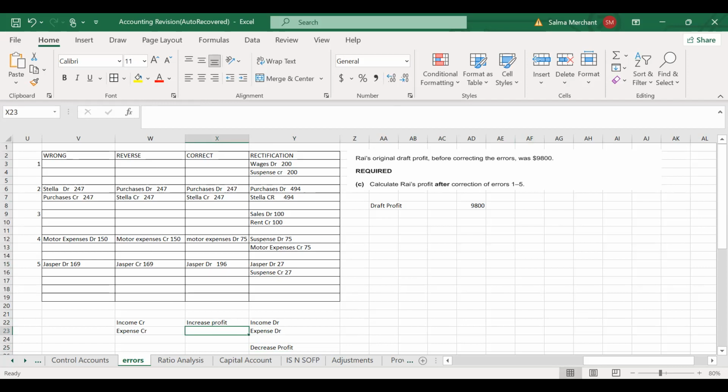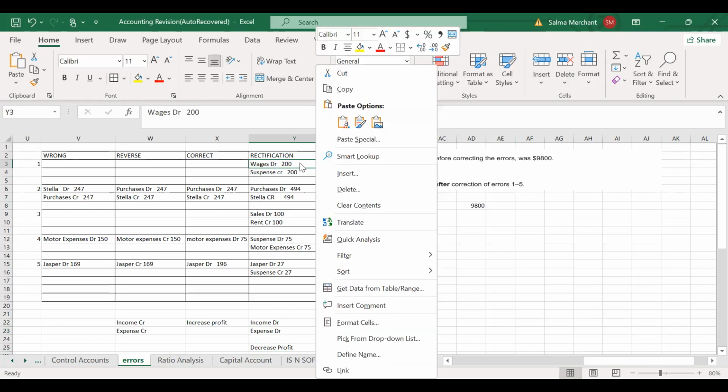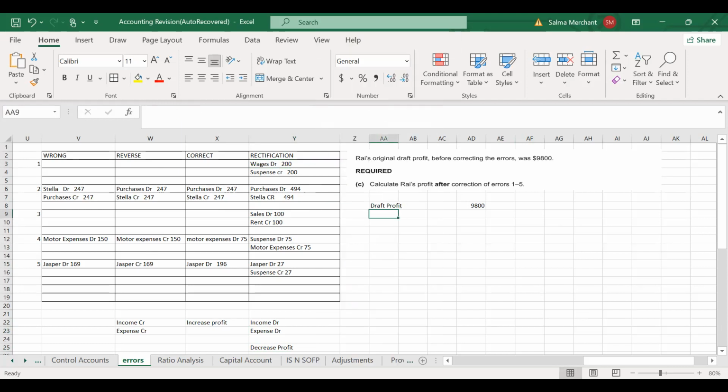See the first rectification entry. Wages debit, so expense is debit, so this will decrease profit. Error 1 is going to reduce your profit. Next one, purchases debit. Expense is debit. So again we subtract.